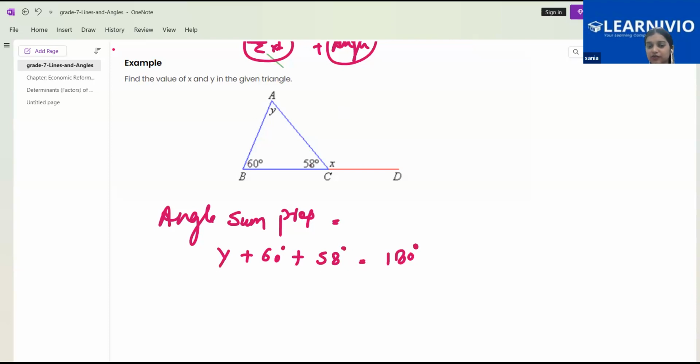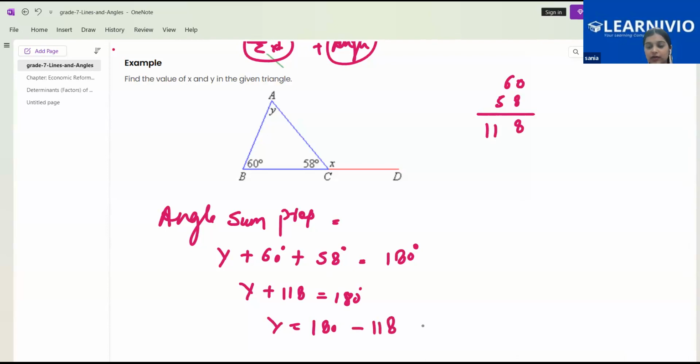Okay, so students, first of all, angle sum property, right? So y plus 60 plus 58 would give me 180. So y plus 60 and 58 would give me, tell me, 118, right? So y plus 118 equals 180. Then y would be 180 minus 118. So what do you get? 62. So 62 is my y.